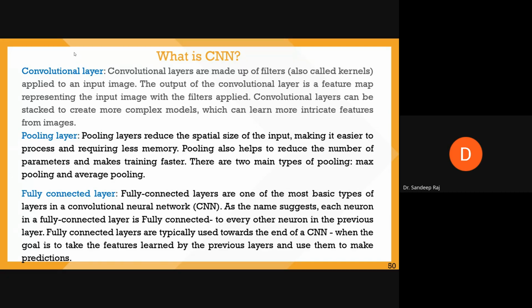The next layer is the fully connected layer. Fully connected layers are one of the basic types of layers in a convolutional neural network, where each neuron in a fully connected layer is connected to every neuron in the previous layer. Fully connected layers are typically used towards the end of a CNN when the goal is to take the features learned by the previous layers and use them to make predictions.